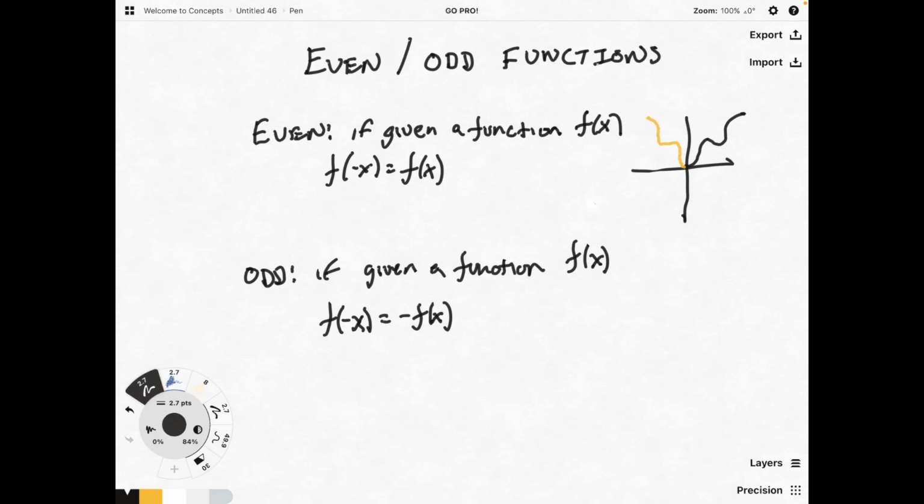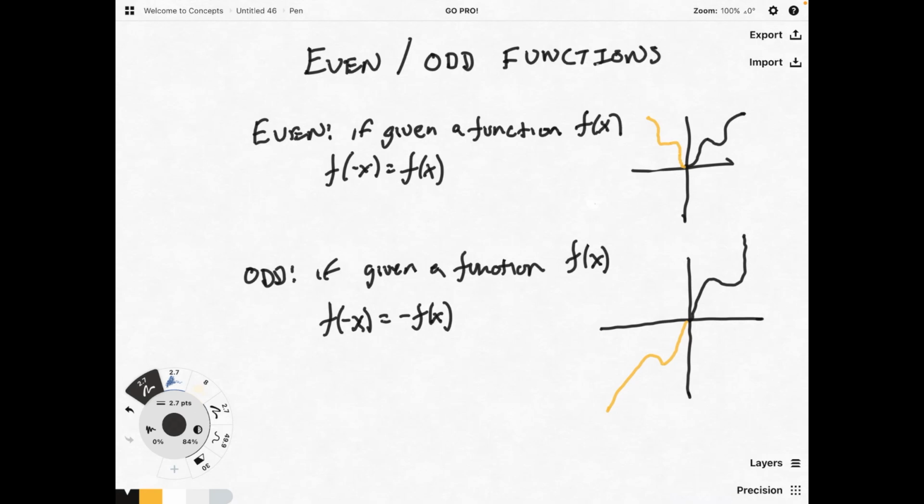Similarly, if you have an odd function and the graph looks something like this, then it's symmetric around the origin, which means it will look like this. And if f of negative x does not equal f of x, and if f of negative x does not equal negative f of x, then the function is neither even nor odd.